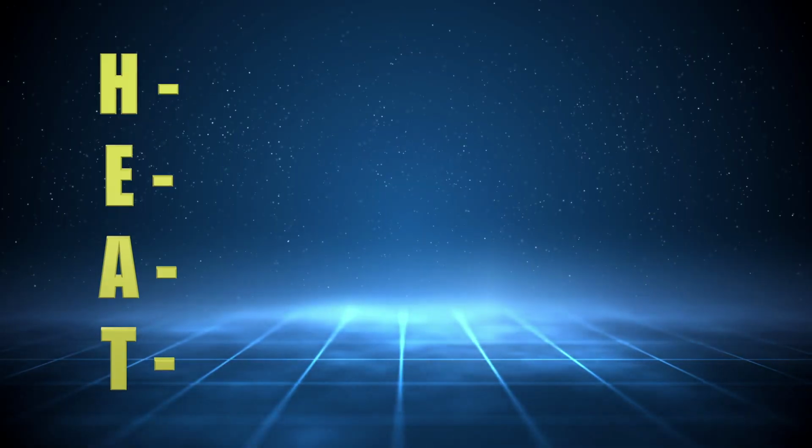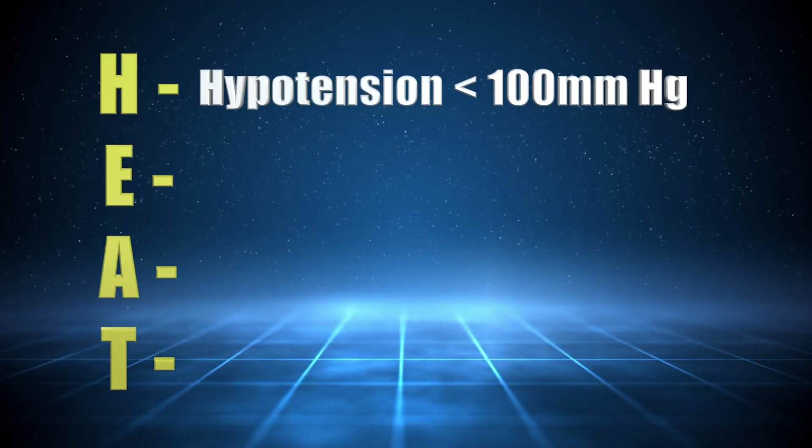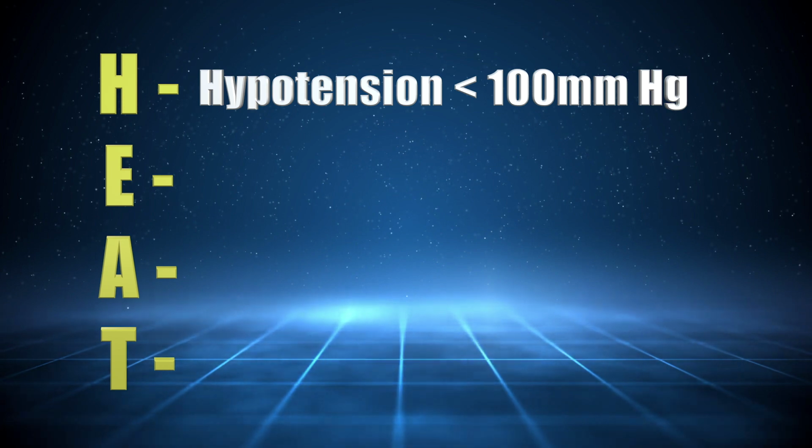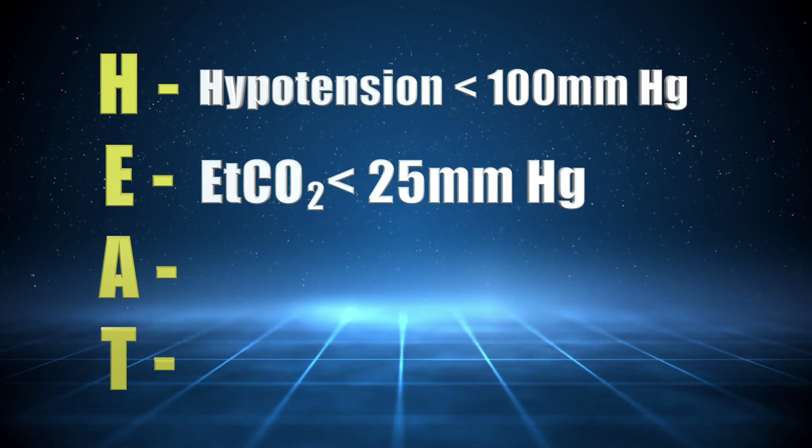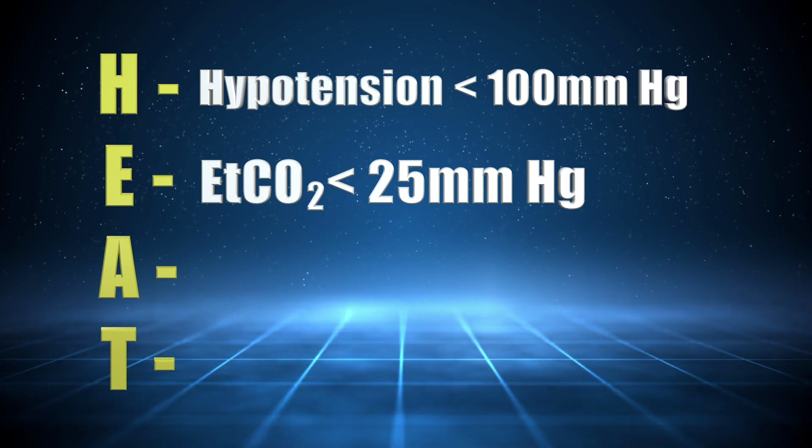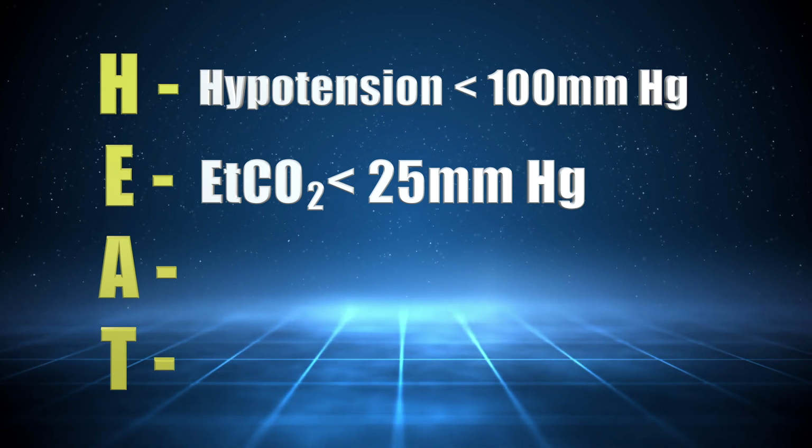But actually, when you look at the HEAT criteria, if you have 2 or more of these criteria, the odds in association with a suspected or documented infection that you're dealing with septic shock is quite high. So our HEAT criteria are the following. Number 1 is H for hypotension. Anyone less than 100 is considered hypotension by the HEAT criteria. E is end-tidal CO2. End-tidal CO2 less than 25 is documented to correlate very well with high lactic acid level.